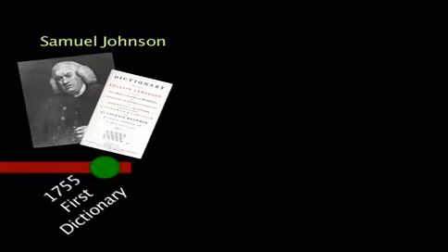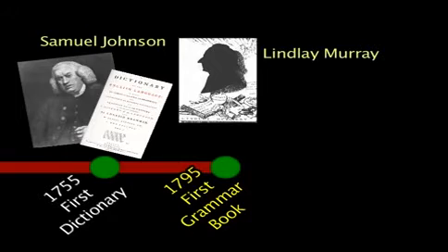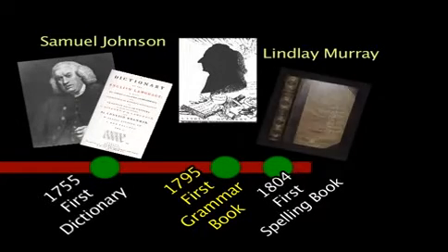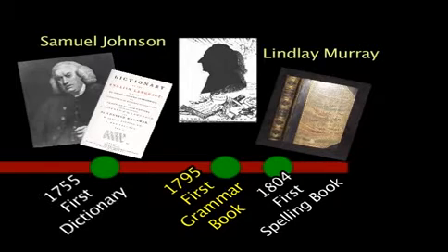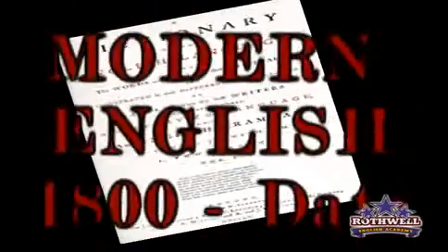The meaning of words was standardized by the publication of the first dictionary written by Samuel Johnson in 1755 AD. The grammar rules were standardized by the publication of the first grammar book written by Lindley Murray in 1795 AD. And the standardization of the spelling of words was made possible by the publication of the first spelling book by Lindley Murray in 1804 AD. Modern English is a standardized language, and it has been spoken and written almost the same since the year 1800 AD.